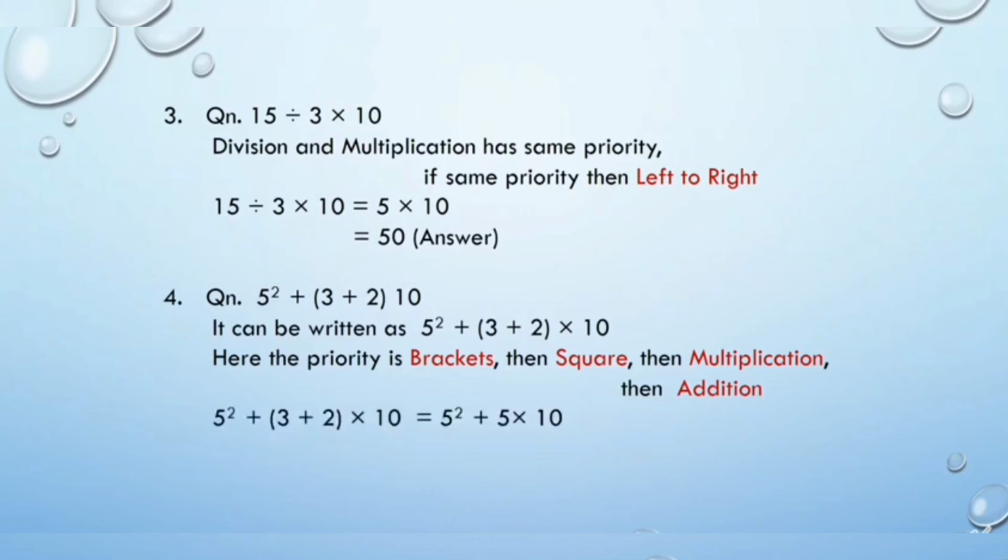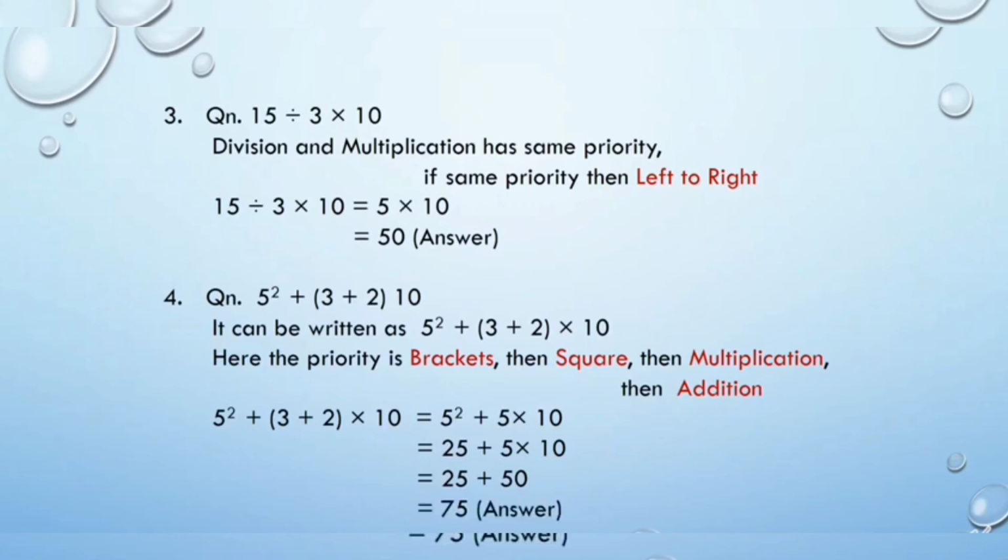So we will do the bracket first. 3 plus 2 equal to 5. So next is square. 5 square is 5 into 5, 25. Then multiplication, 5 into 10, 50, and finally addition. So 75 is the answer.